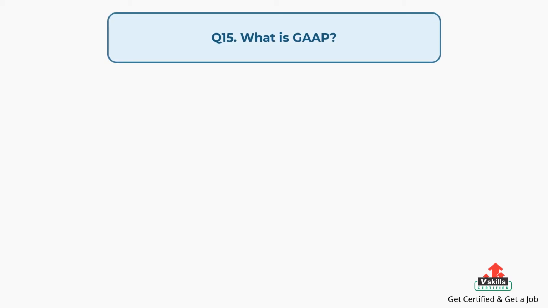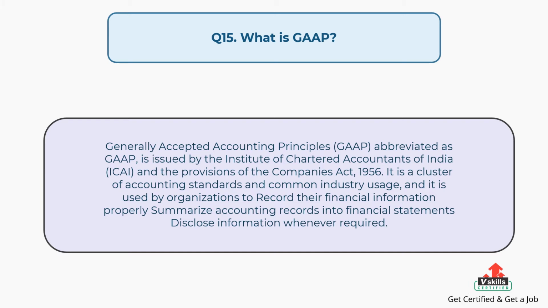Question number 15. What is GAAP? The answer is, Generally Accepted Accounting Principles abbreviated as GAAP, is issued by the Institute of Chartered Accountants of India and the provisions of the Companies Act, 1956.